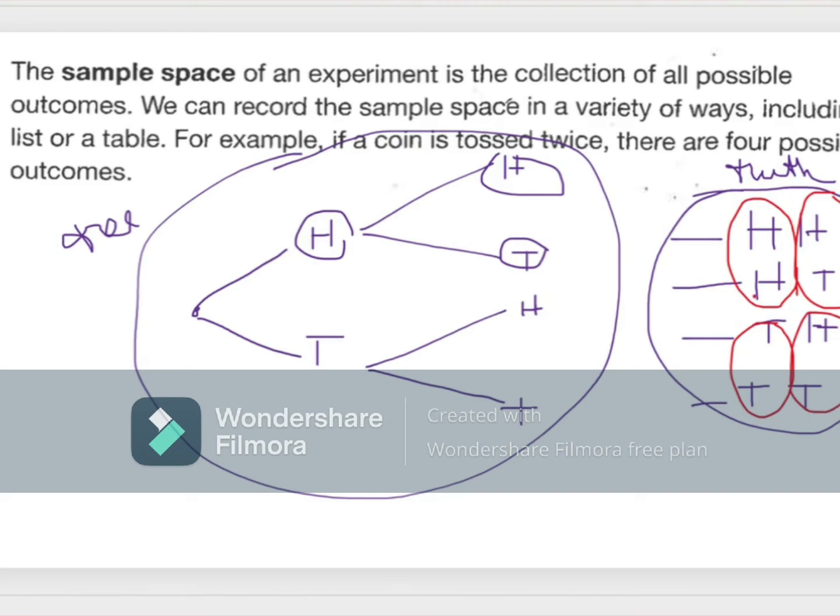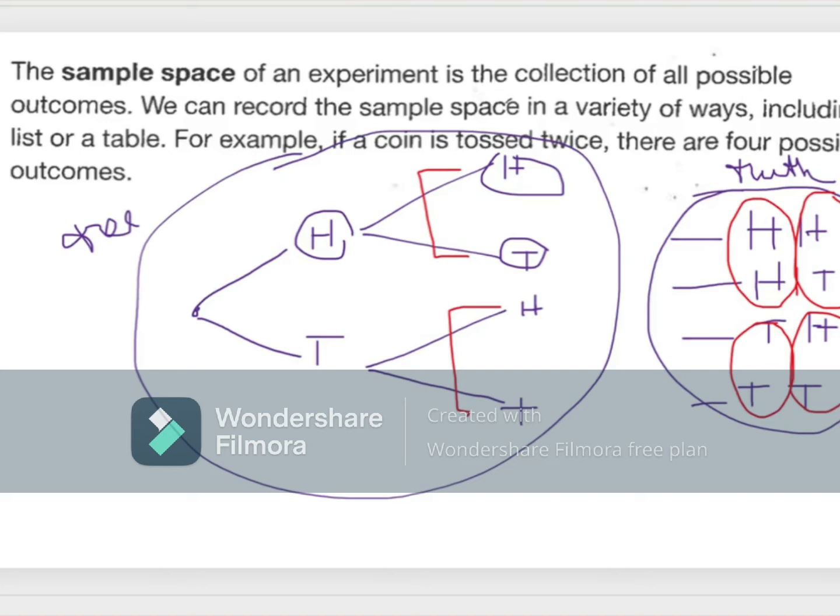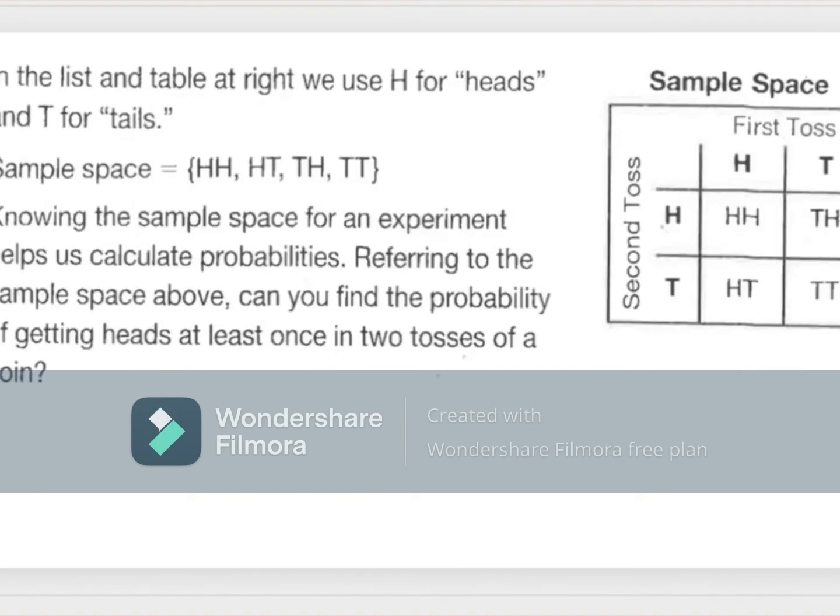And if you look back, then both of these had a head to start off with, and both of these had a tail to start off with. Okay? So we'll work on those some more. So in the list and the table at the right, we use H for heads, and T for tails. And the sample space was head, head, head, tail, tail, head, and tail, tail, which is exactly what I got right there. Okay, knowing the sample space for an experiment helps us to calculate probabilities.